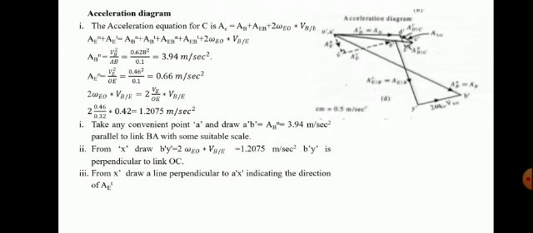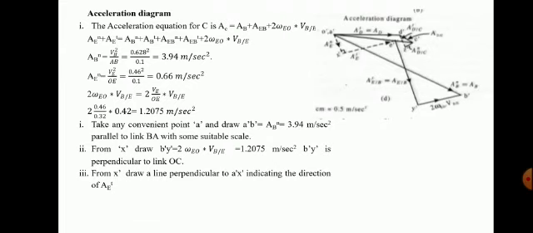Then 2 omega_EO into V_BE. Omega you can calculate as V by OE, so these values can be calculated. Now you see A_NB you know, A_NE you know, and this Coriolis acceleration component also we know.